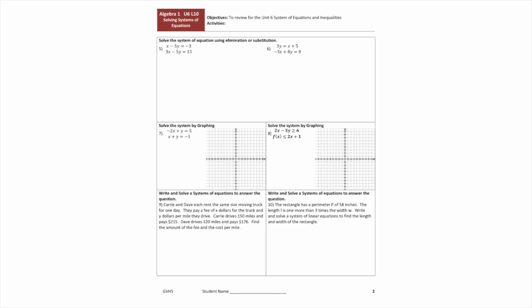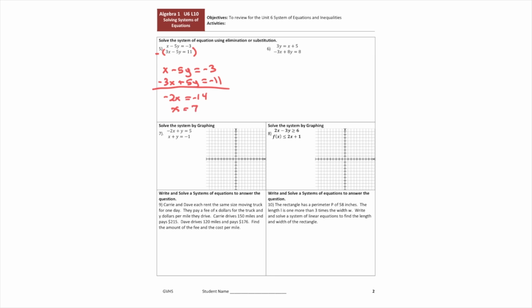For each of these problems, you get to choose the way you want to solve. I suggest for number 5, you multiply by -1. That will change your equation. So you have x minus 5y equals -3, and -3x plus 5y is equal to -11. Now the y's will eliminate. -2x is -14. So your x must be 7.